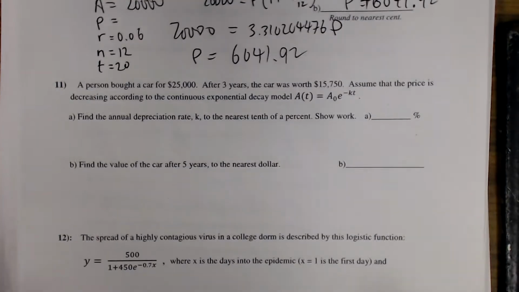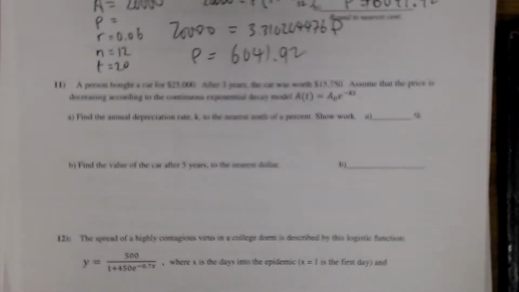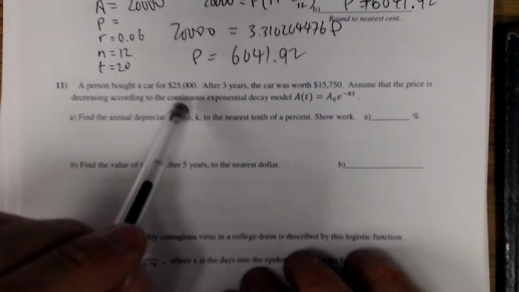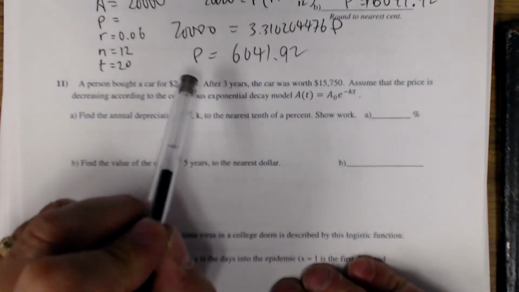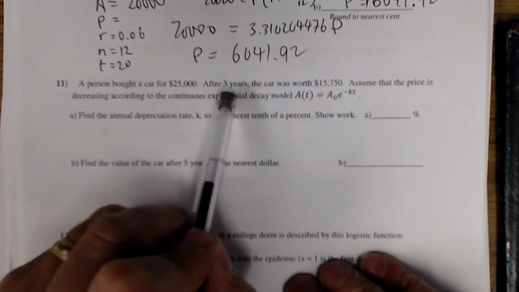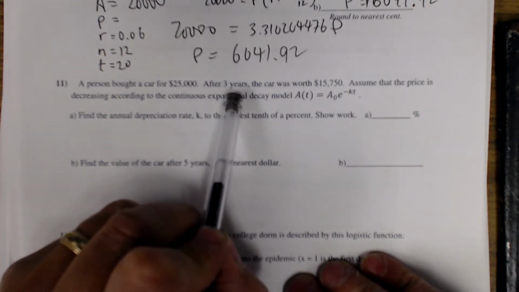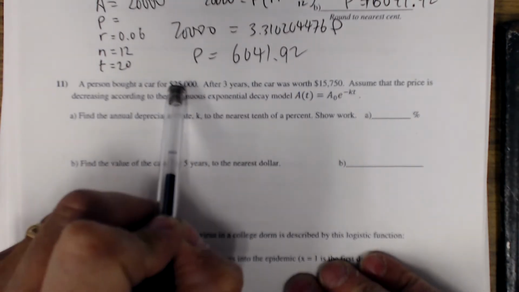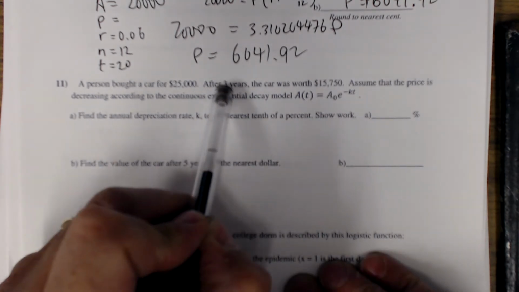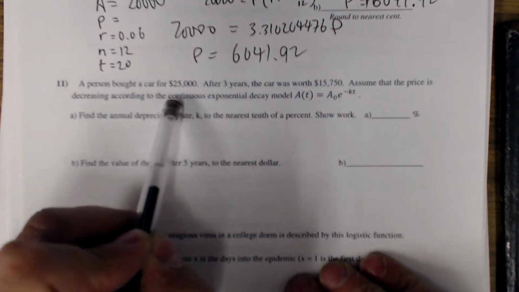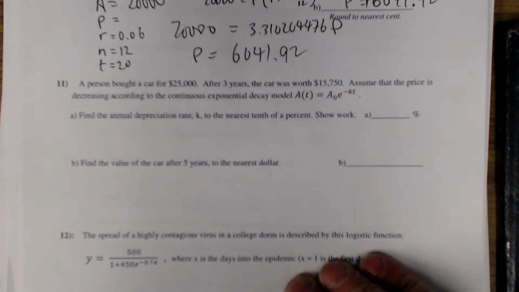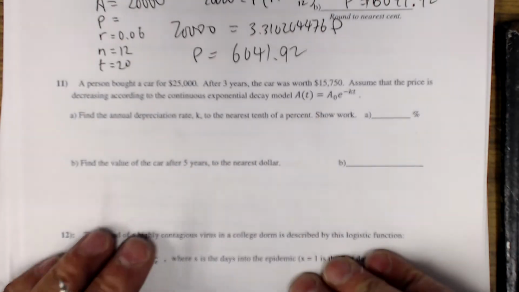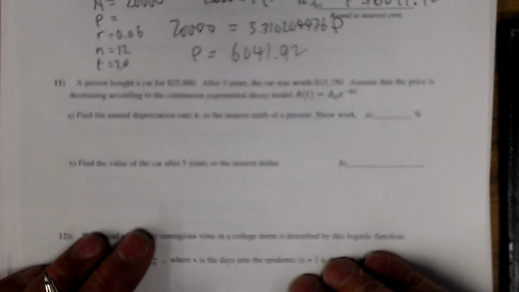Okay, question number 11 has to do with car depreciation. We know how much we bought the new car for. We can look on Kelley Blue Book and figure out what a 3-year-old version of that car is, and then come up with its initial value and its ending value after 3 years. We can come up with the model that models the value of the car, and it will depreciate according to this model. So math in action, it's pretty cool.